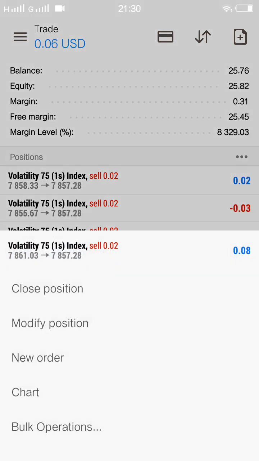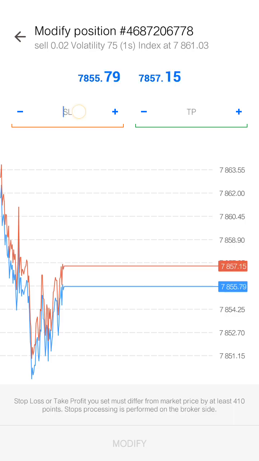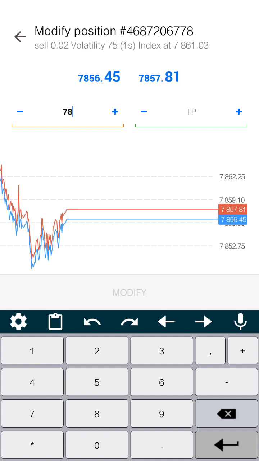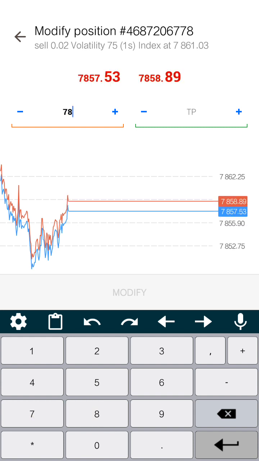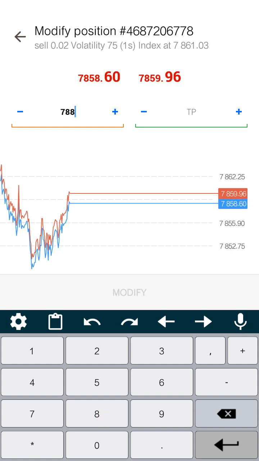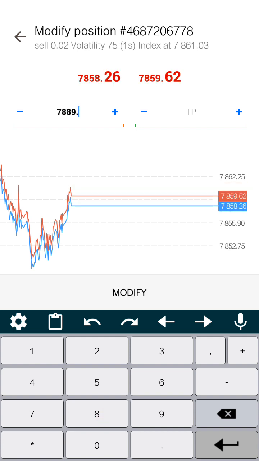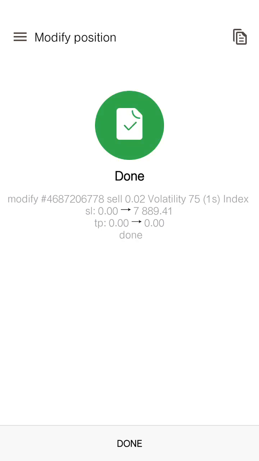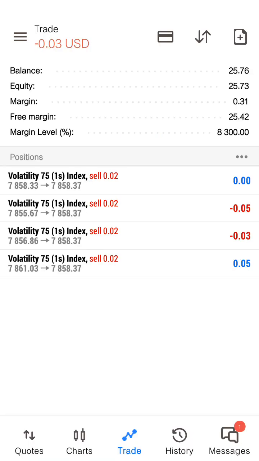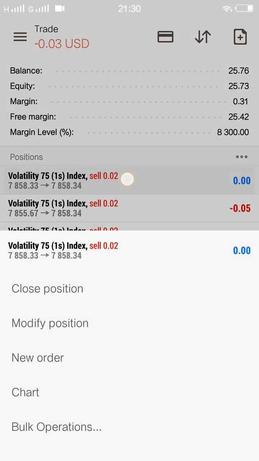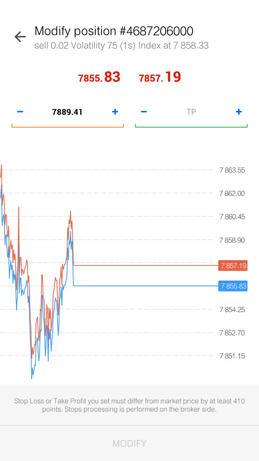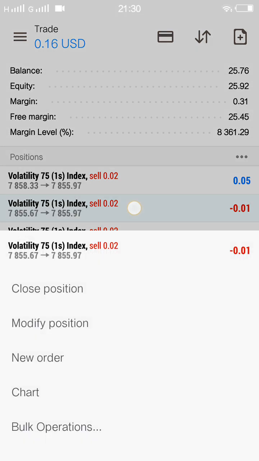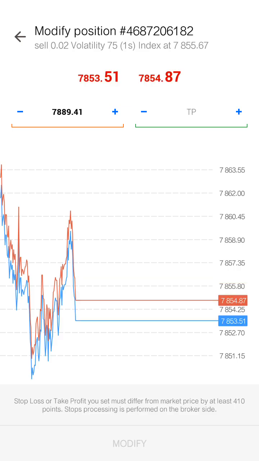Okay, there we go, we have one to go. 78,89.41. Okay, I've set the stop losses for all the trades. Let me just confirm. Okay, that one has it. Let me confirm this one also.